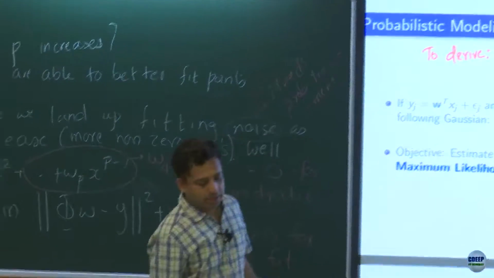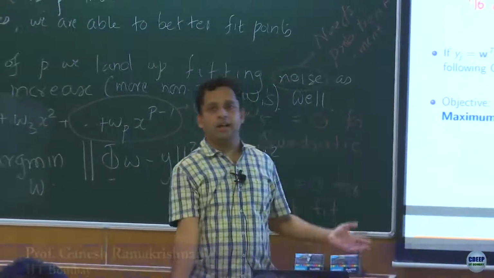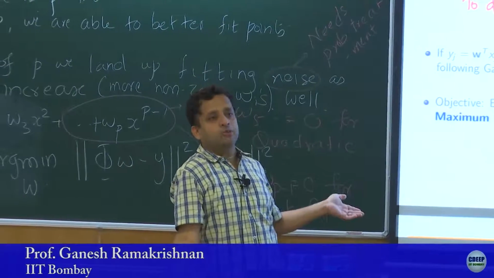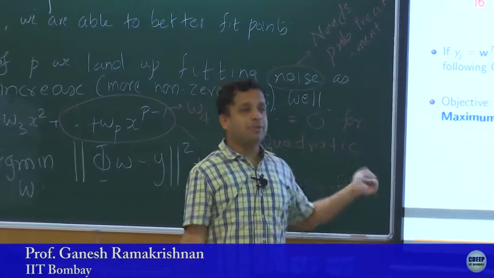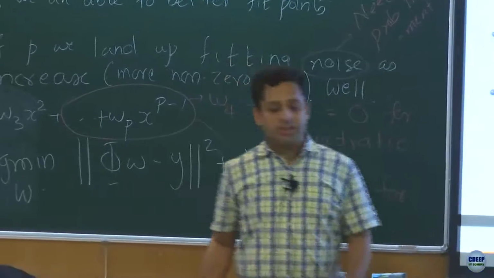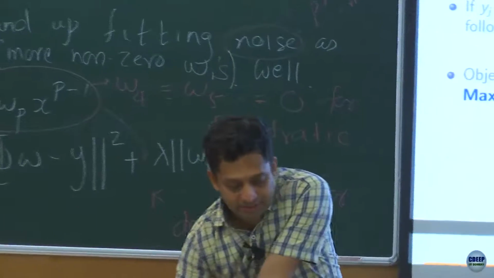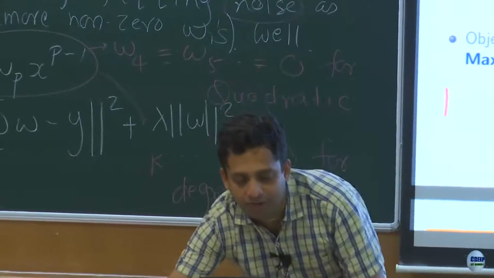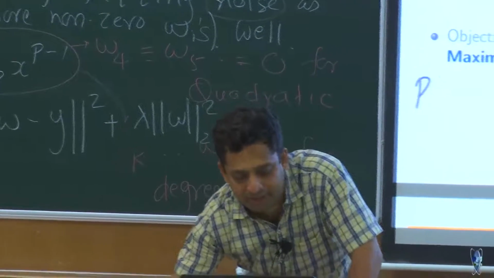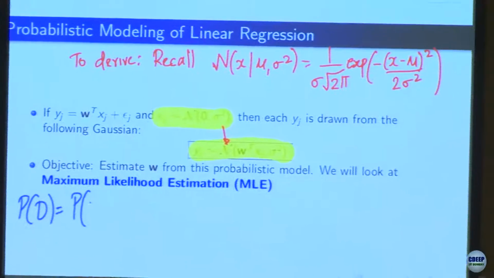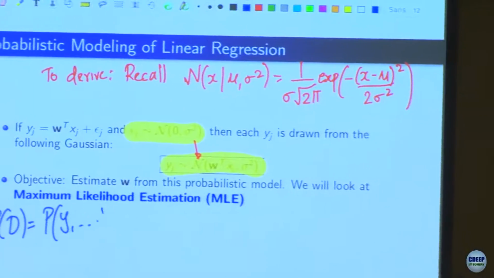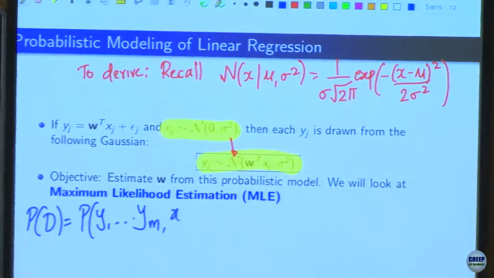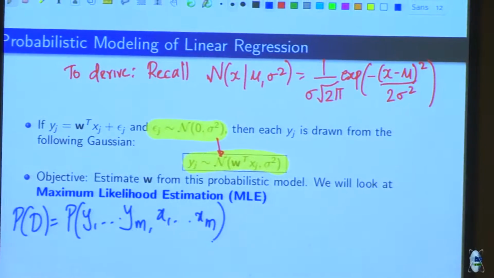Now the objective that we will derive, that we will employ to find my w, is the maximum likelihood estimation. Okay, so let's say I observed my data set, the probability of data set, right? What is probability of data set? Probability of data set is probability of y1 to ym comma x1 to xm. I already observed this data set.